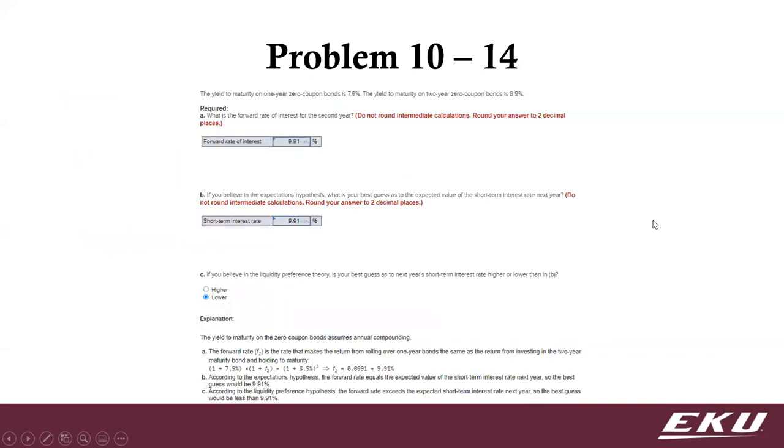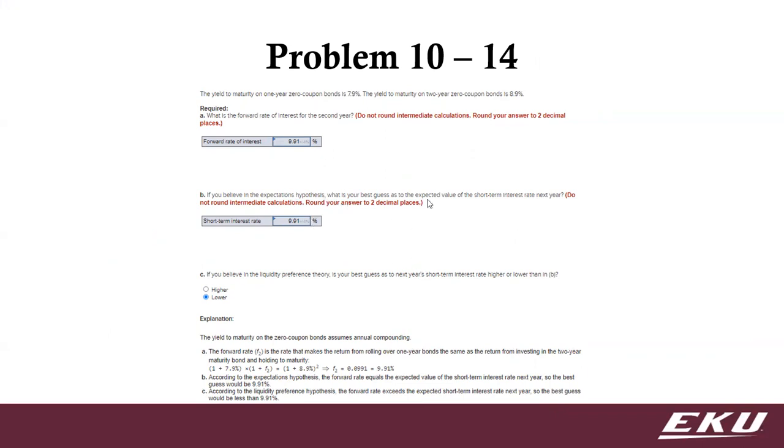Okay. And then this is the 10.4. This is the 14. This is the last one in chapter 10. So they give us a yield to maturity for a 1 year and a yield to maturity for a 2 year. So 1 plus 7.9% times 1 plus whatever this is would be 1 plus 8.9% squared, because this is 2 years. So I get 8.9 and then 8.9. You see down here where we solve for that to get the 991.